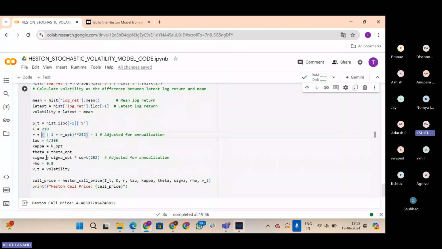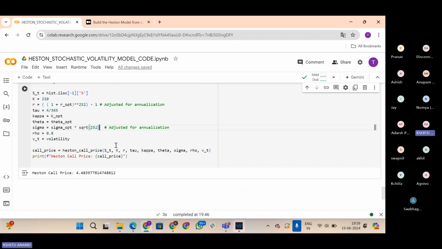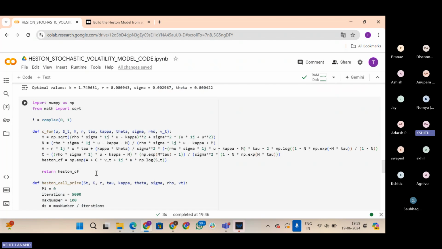And similarly, sigma is the annualized volatility. So you have to annualize it. Whatever sigma you get from the method of moments, you annualize it over here. And then you put it in, and you get the final Heston call price. Got it? So this is it.